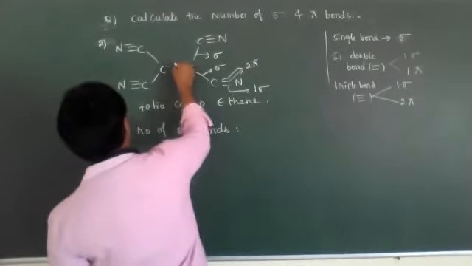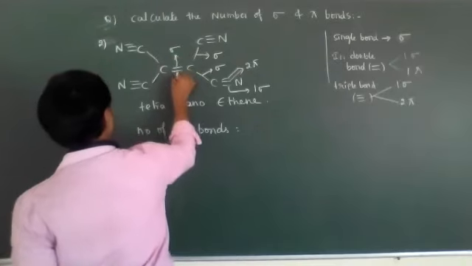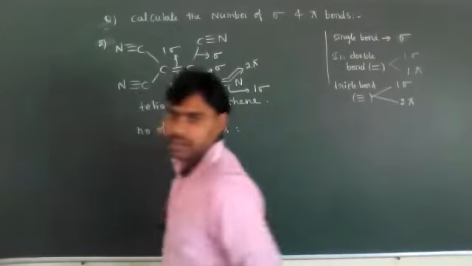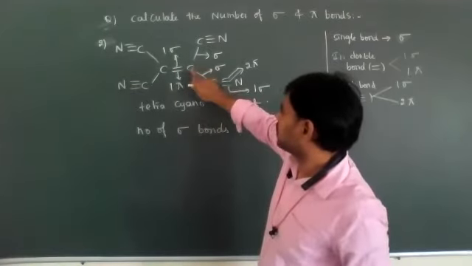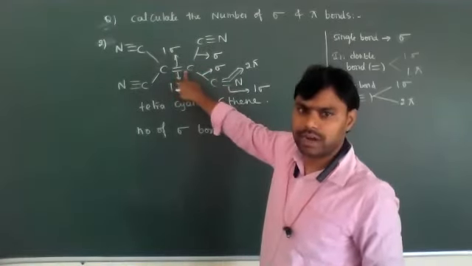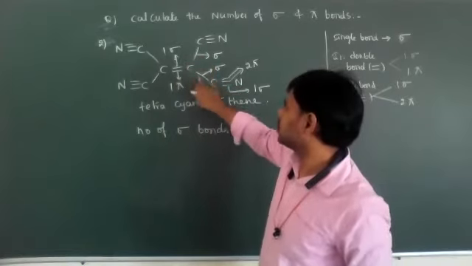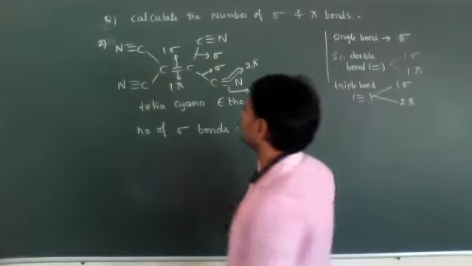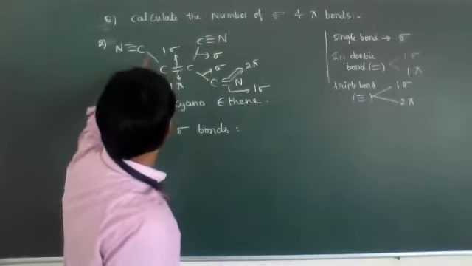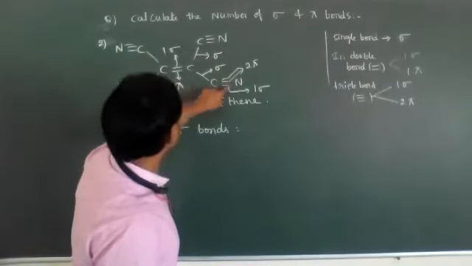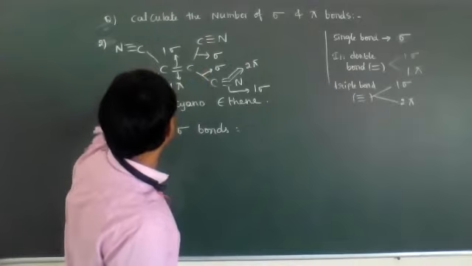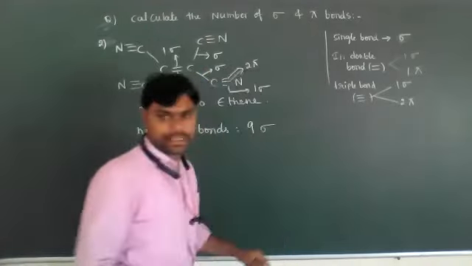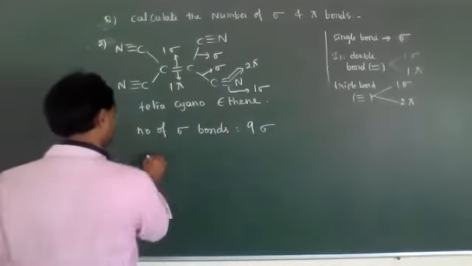Number of sigma bonds: carbon and carbon, the middle carbon has 1 sigma bond. The remaining terminal ones: 1, 2, 3, 4, 5, 6, 7, 8, 9. Total 9 sigma bonds are present. And pi bonds.